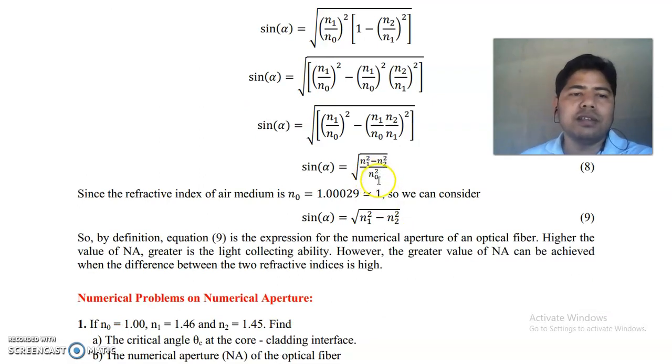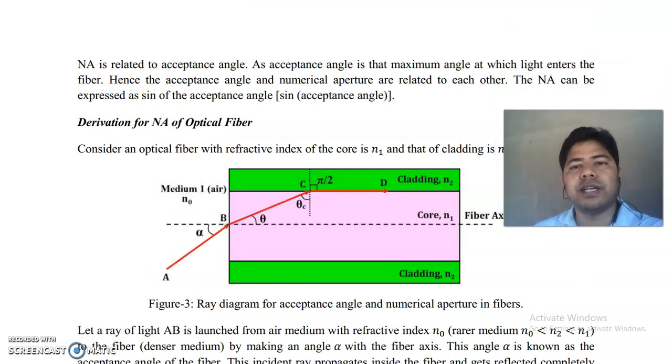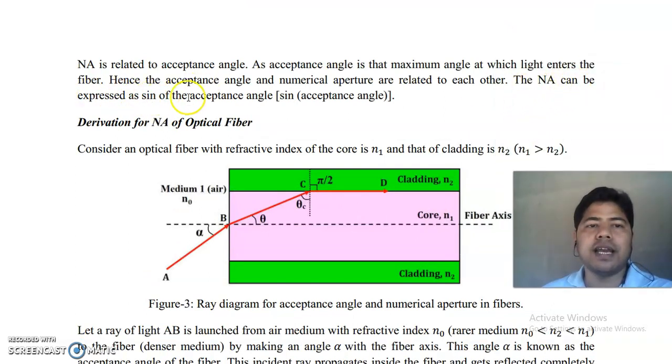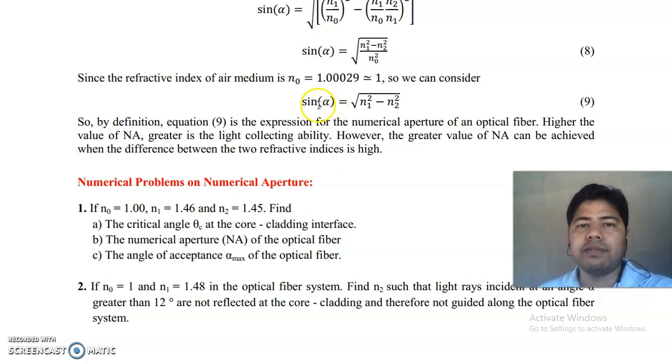Now n0 is the refractive index of the air medium, which is almost 1. It is actually 1.00029, which we can consider as 1. So sine alpha equals under root n1 square minus n2 square. By the definition we already discussed, the numerical aperture can be expressed as the sine of the acceptance angle. The sine of the acceptance angle alpha is now under root n1 square minus n2 square. So equation 9 is the expression for the numerical aperture of the optical fiber.